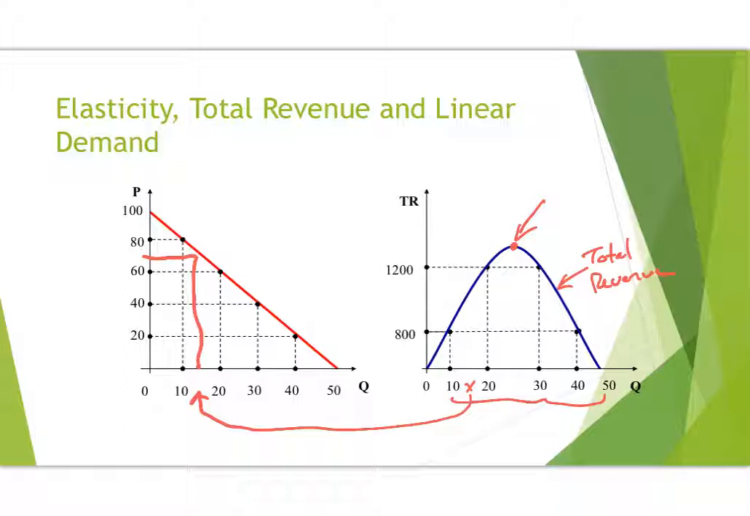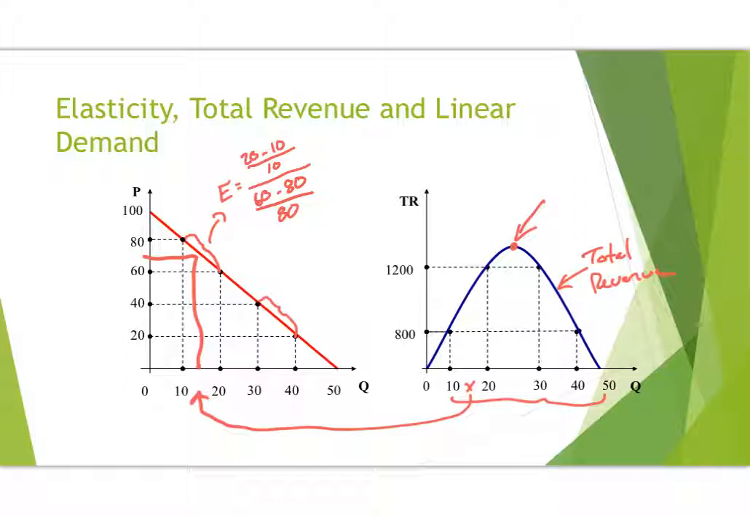Okay, now if we look at this graph, and again, we want to relate this to elasticity, let's think of what elasticity looks like along this demand curve. We could calculate the elasticity from here to here, and we could calculate the elasticity from here to here. So up here, we would have elasticity equals the change in quantity, so 20 minus 10, divided by where we're starting, which is 10, divided by the change in price, which is going to be 60 minus 80, divided by where we started, which is 80.